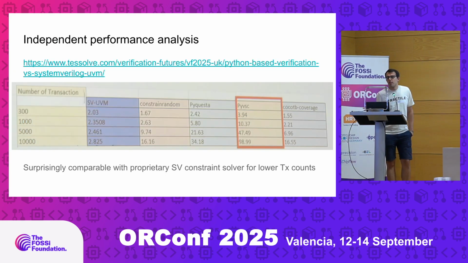I went to a conference this year, and it turned out someone had done independent analysis. Sadly, the slides are not available from this, so I have a rubbish picture. And you can see that for low values of transactions, it's actually surprisingly comparable with SVUVM, which shocked me, but it's decent. His next slide was about how you can break it really easily, so I'll go on to that later.